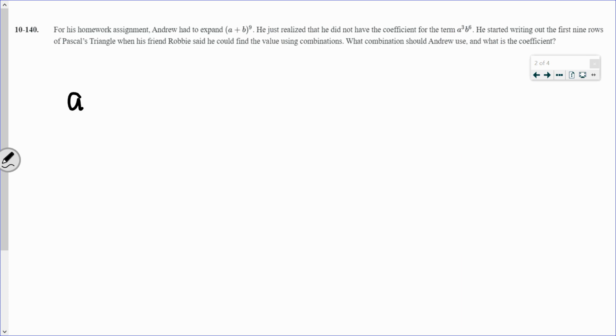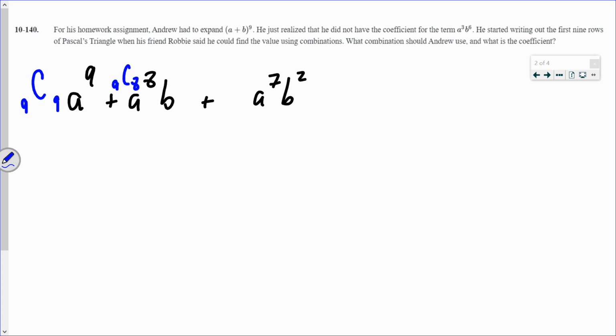So if I just look at this expansion, you're going to have a to the ninth plus a to the eighth, b to the first, and so on and so forth, plus a to the seventh, b to the second. Now what we want to think about is the combination of certain values. Remember, this was 9 choose 9. This one was 9 choose 8. So the relationship that we want to really harp on is that whatever we're choosing is the exponent of the a value.